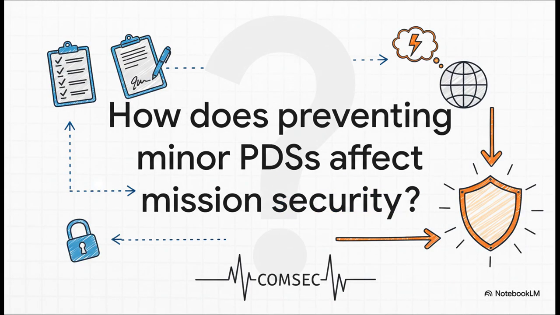Let's end on a final thought here. We've been way down in the weeds of regulations, but why does any of this really matter? How does something as small as a missing signature on a piece of paper connect to the overall mission? Well, the answer is that every tiny detail in COMSEC is about maintaining trust. Trust in our gear, trust in our procedures, and trust in each other. And that is the real reason we do all this.